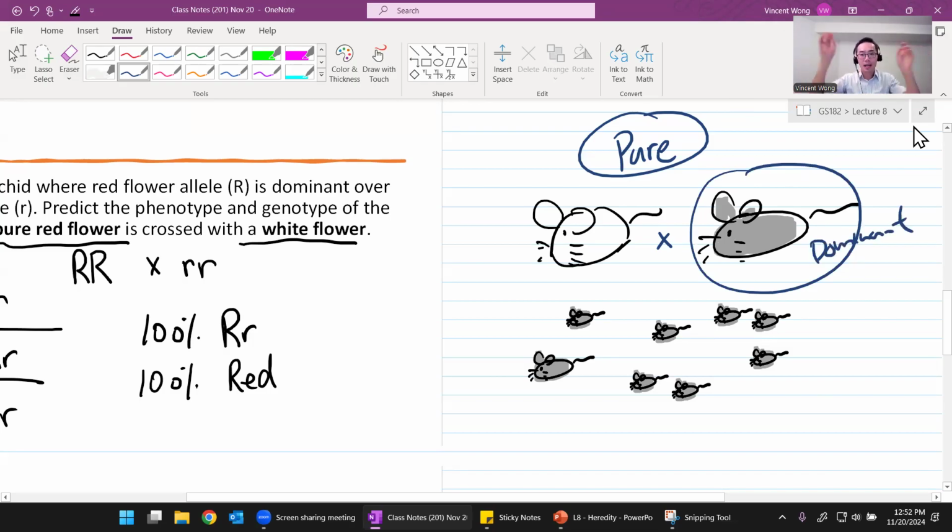All right. So again, this only works, and it's a big only. This only works if both parents are pure to begin with. Okay. It wouldn't work if they're not pure.